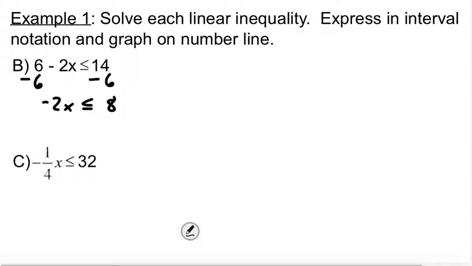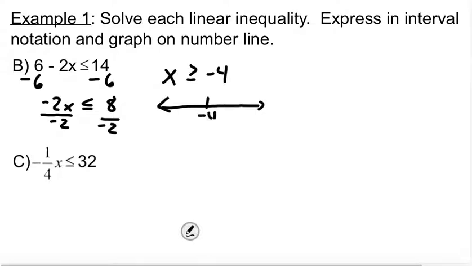My next step here is to get the x all by itself. So this time, negative 2 and the x are attached by multiplication. We're going to have to divide both sides by negative 2. Notice this time I divided both sides of the inequality by a negative. So I'm going to have to switch the inequality symbol. So I end up getting x is greater than or equal to negative 4. So now it says x is greater than or equal to negative 4. This time it's equal to it, so I've got to have a solid dot. And then I have to shade to the right because it's greater.